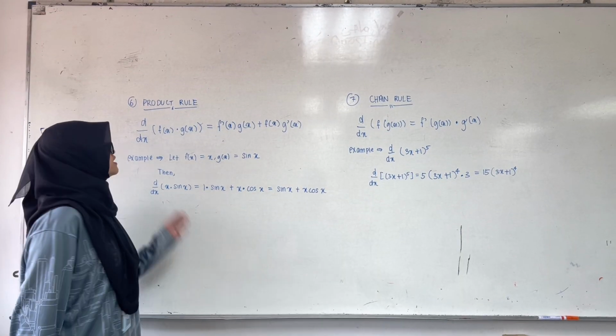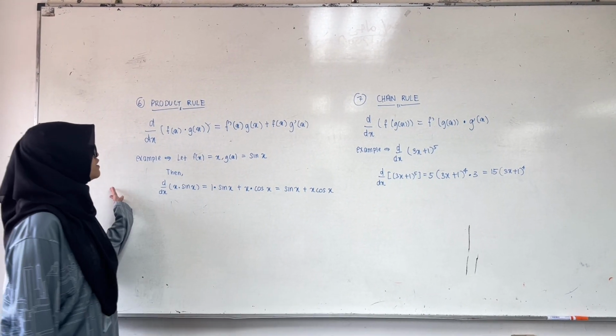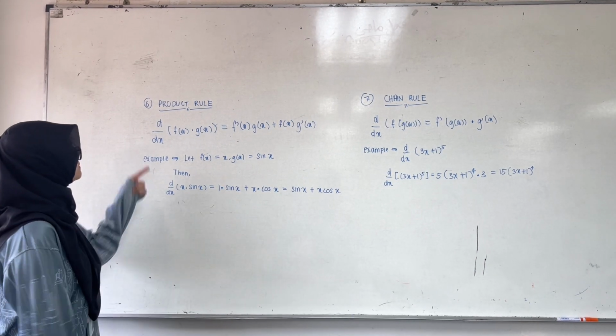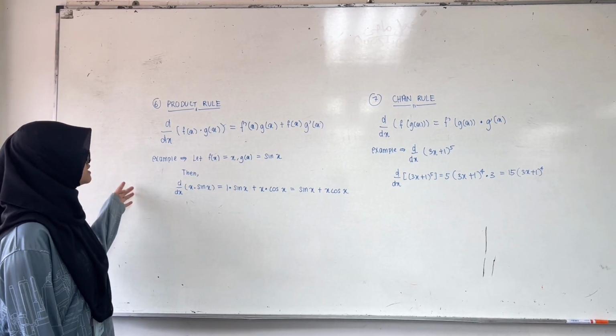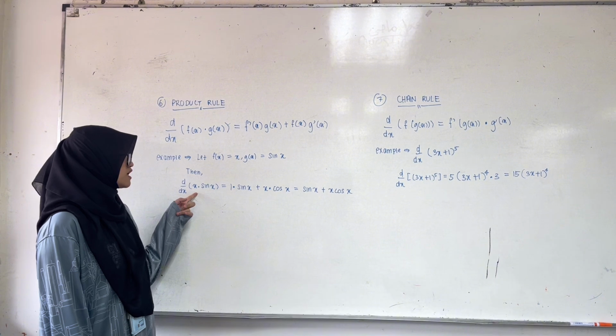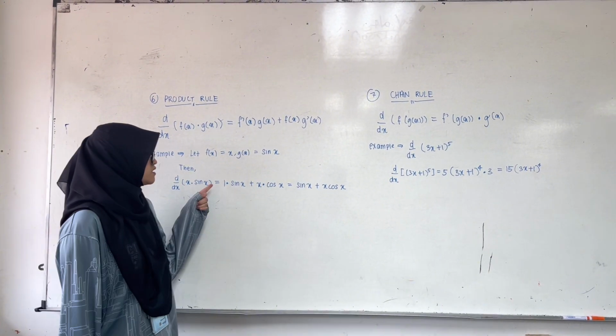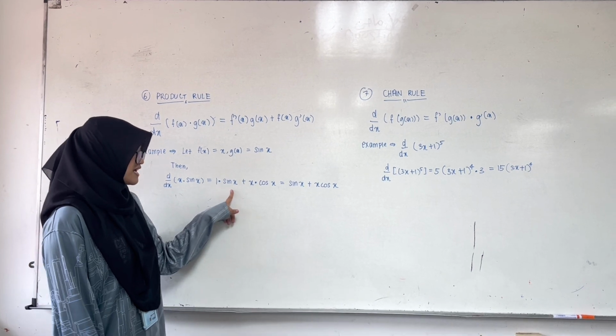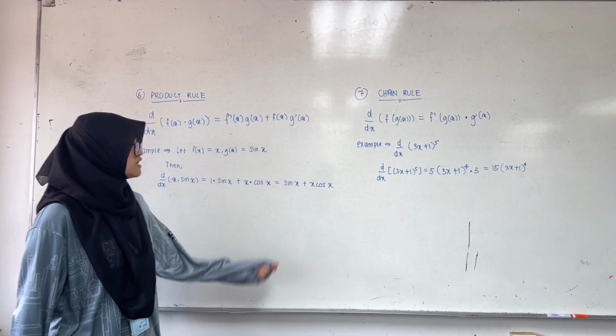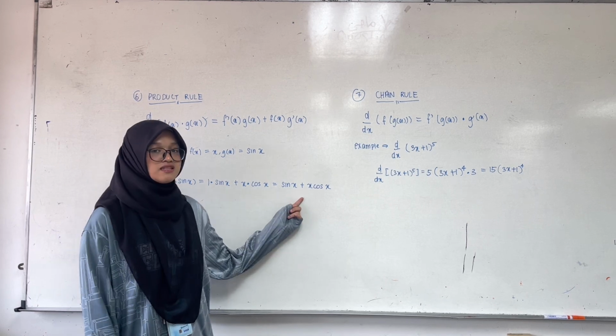For the next technique, we have the product rule. This rule is used when you multiply a function with a function. Let's say you want to differentiate x multiplied by sin x. All you have to do is 1 multiplied by sin x plus x multiplied by cos x, and then you will get sin x plus x cos x.